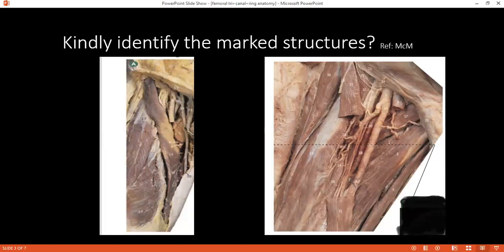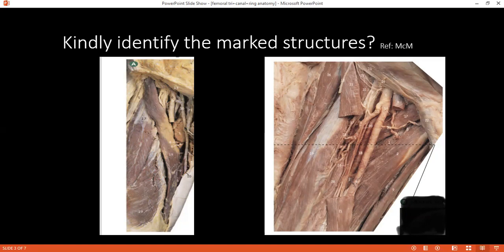Its function is to flex the knee joint and hip joint. Yes. And it also forms a boundary of something. Yes, the lateral border of the femoral triangle and a roof of the adductor canal. Yes. Okay, good. Can you please tell me what are the other boundaries of the femoral triangle?